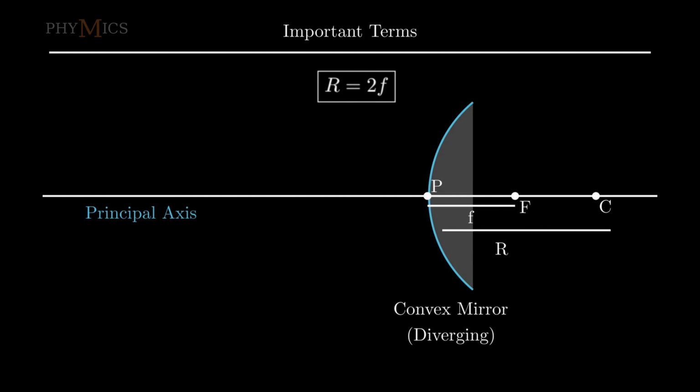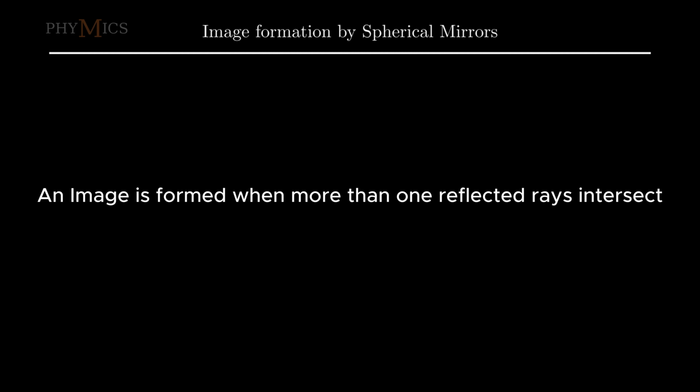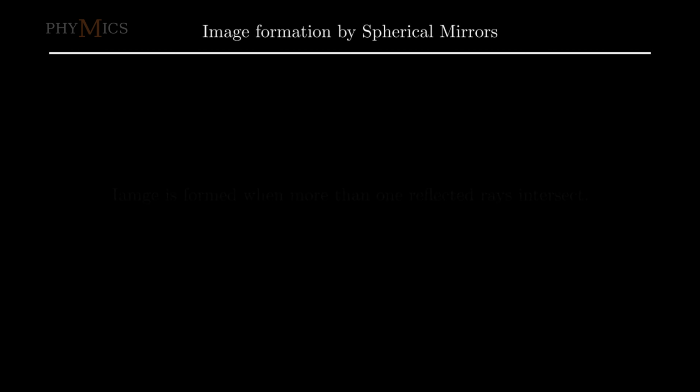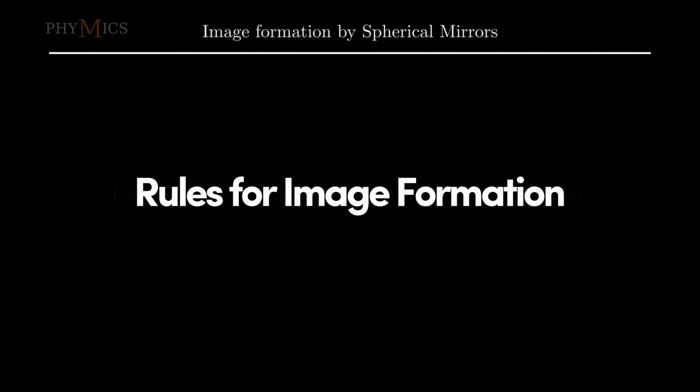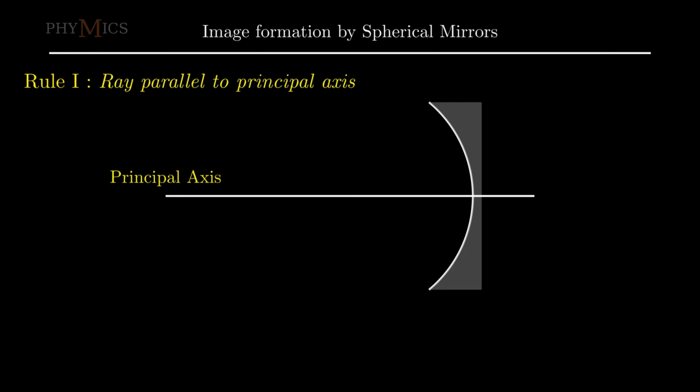After understanding all the terms, we are now in a position to discuss the image formation by spherical mirrors. An image is found when there is an intersection of more than one reflected ray. Before we move further, let's understand some important rules that light rays obey. According to rule 1, light rays parallel to the principal axis meet or appear to be coming from the focus of the mirror after reflection.